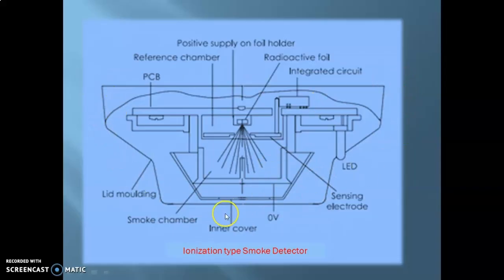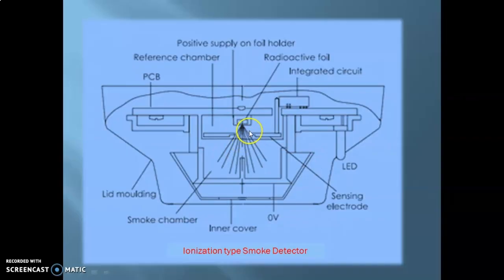Okay, and then you have the inner cover and everything, and here you can see that you have the radioactive foil that contains the radioactive element, which is connected to a positive supply, and then you have the two electrodes, and this is the area between which the alarm will actually get initiated once the smoke enters this area.